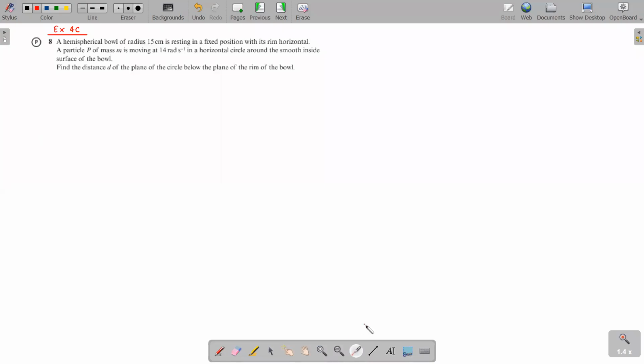All right, so we'll continue with exercise 4C. Next we'll go on to question number 8. We are going to continue sums with horizontal circular motion.